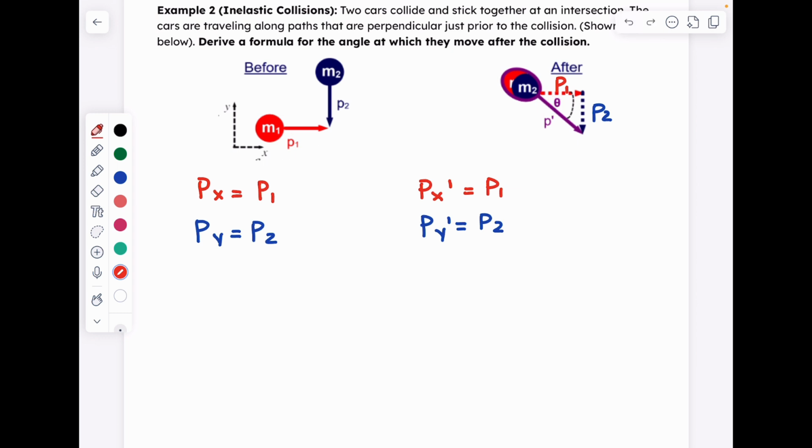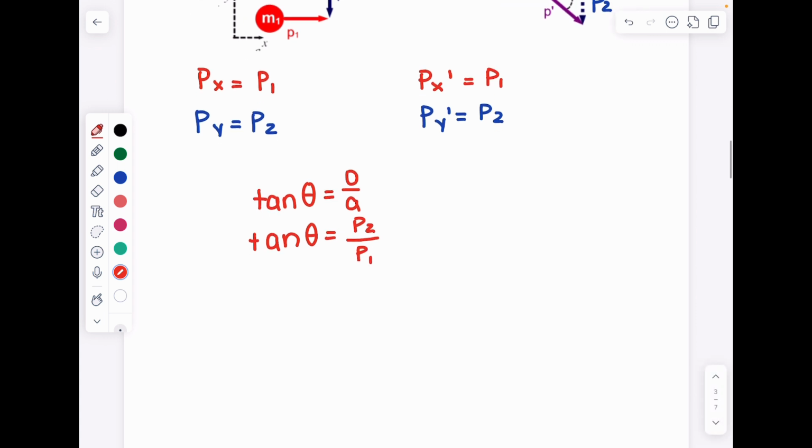To figure it out, we have two legs, right? We don't have the hypotenuse, so we have to use tangent. Tangent of theta equals, obviously, opposite over adjacent. So tangent of theta equals P2 over P1. And if we were rearranging this to solve for theta itself, we have tan inverse of those two values. And that would be an acceptable formula to set up to solve for this on the AP test.